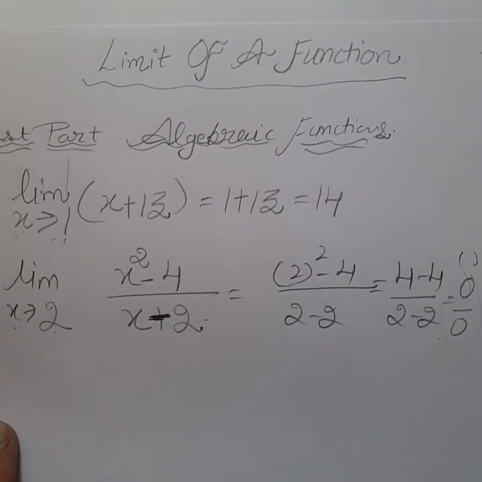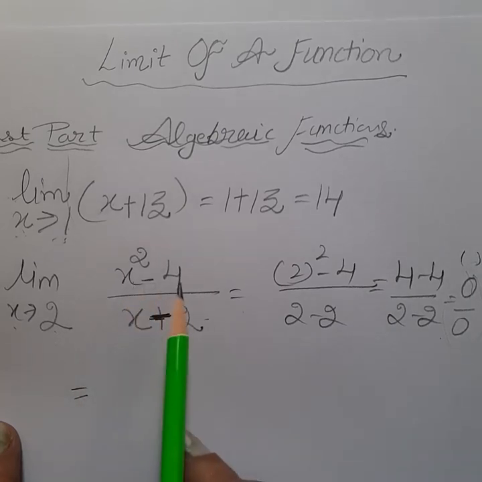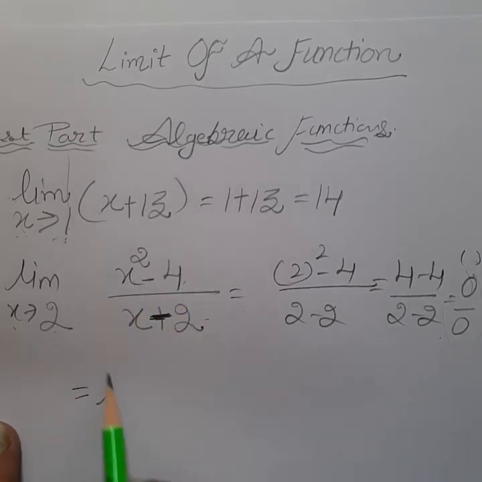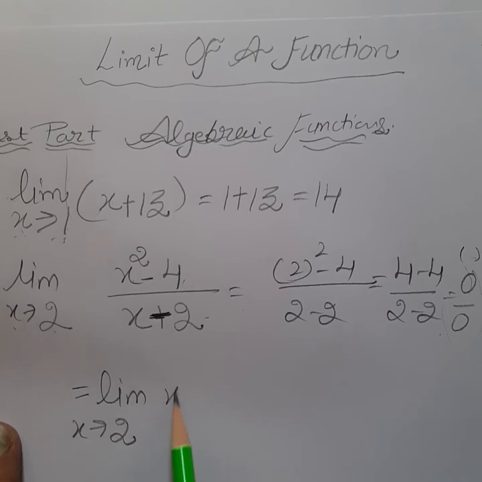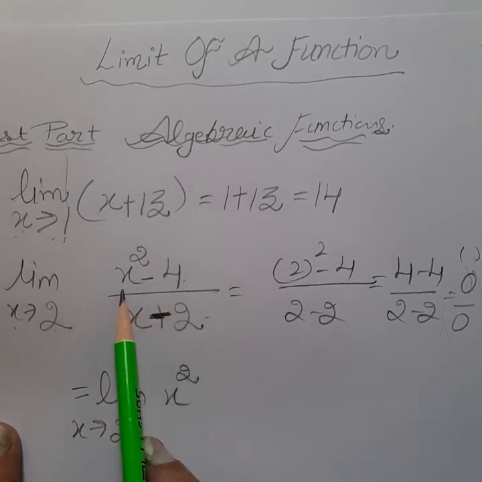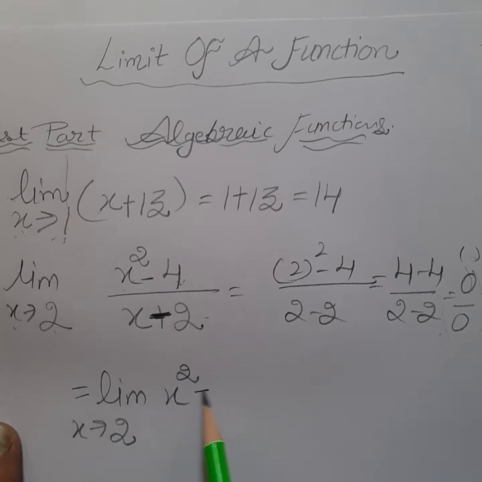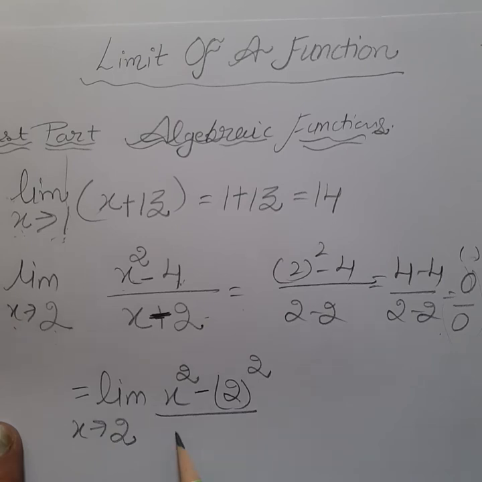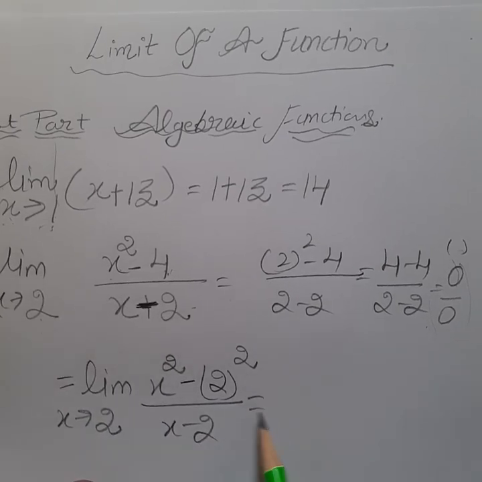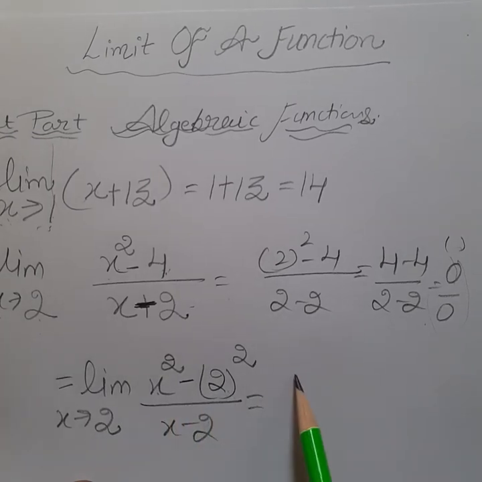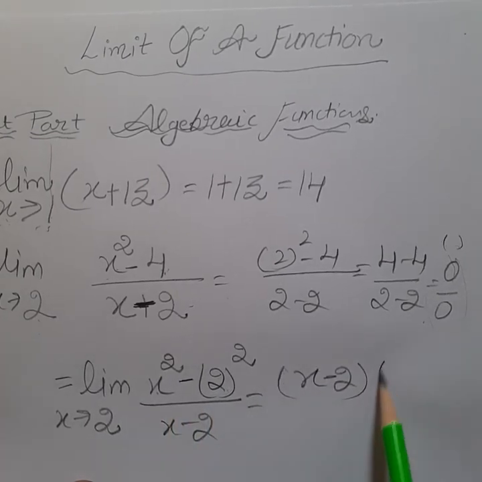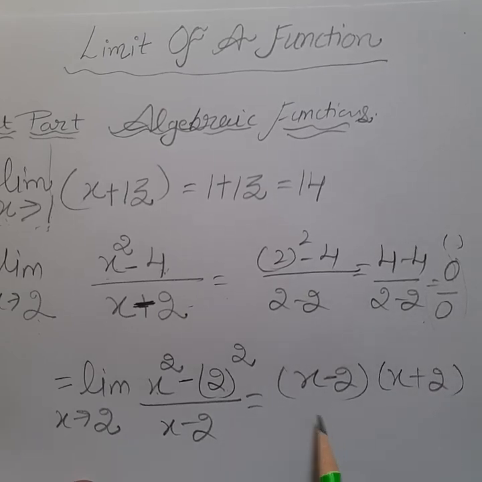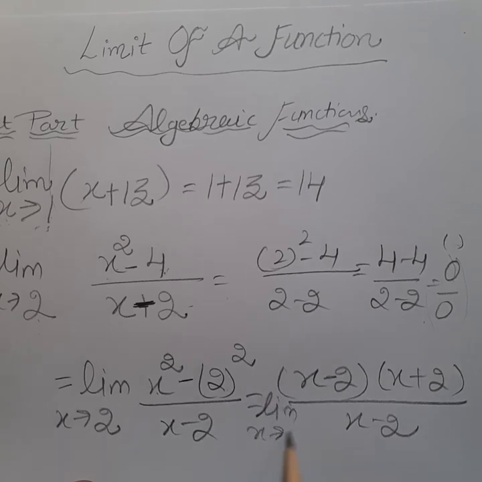So, to overcome this problem, we have to factorize this expression like this. First of all, we write limit x tends to 2, and after that we make the factors of x square minus 4. So first of all, you write here the 4. In the place of 4, you can write 2 square, and after that, when we solve it using a square minus b square, we get a minus b and a plus b, and in the denominator we write the same function, and we write limit x tends to 2.